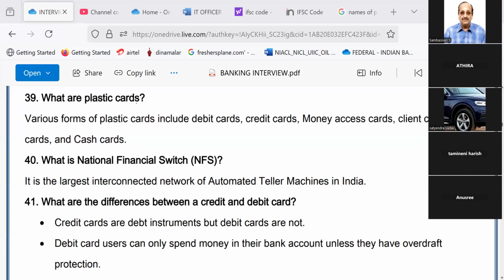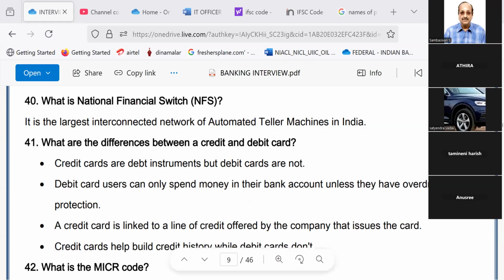What are plastic cards? Various forms of plastic cards include debit cards, credit cards, money access cards, client cards, key cards, and cash cards. See, in India, only these cards are famous. Debit cards and credit cards. These two only are famous.